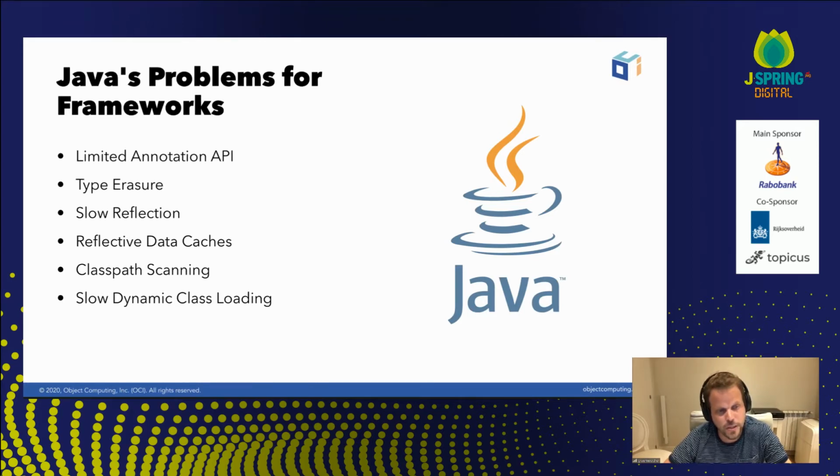And type erasure is also really a challenging thing for framework developers. So for example, I have this list of string, and I know it's a list of string, but when I get a reference to it, the string type is gone, and there's amazing amounts of code written to deal with resolving generic types within modern frameworks.